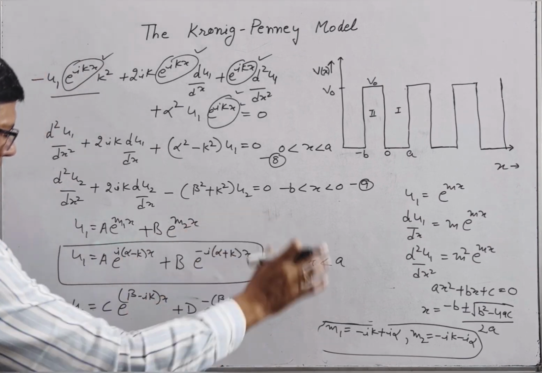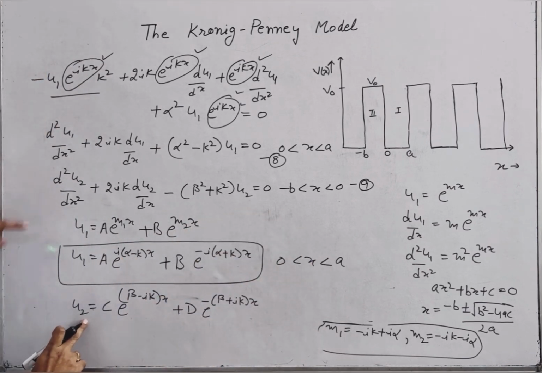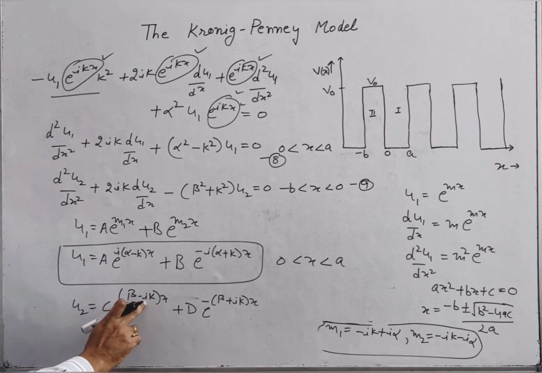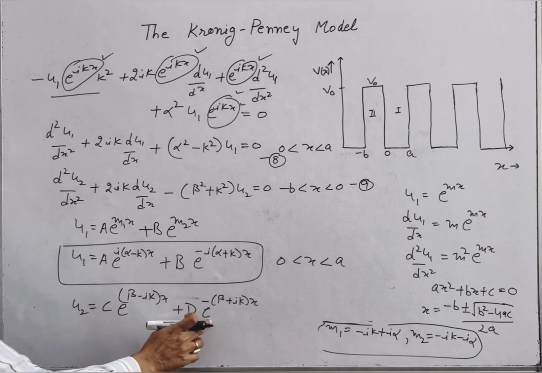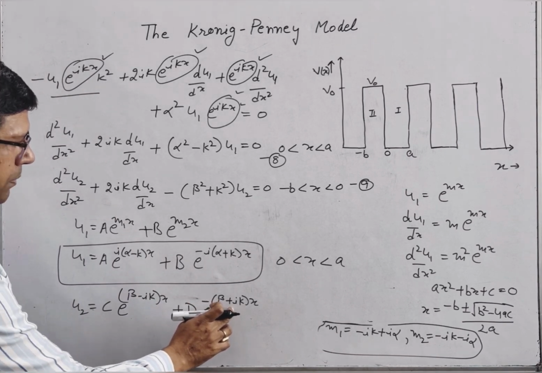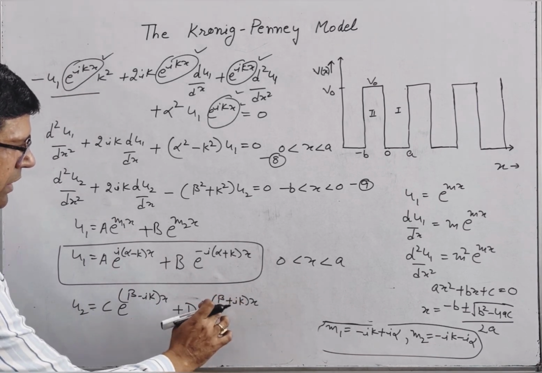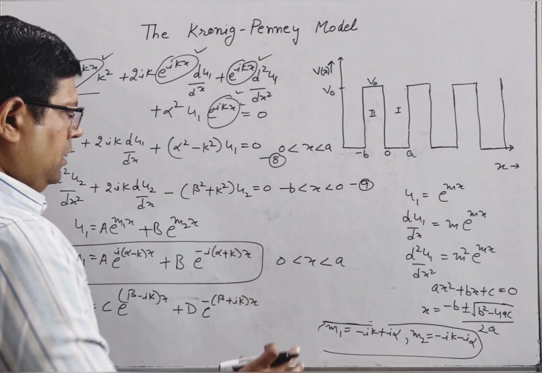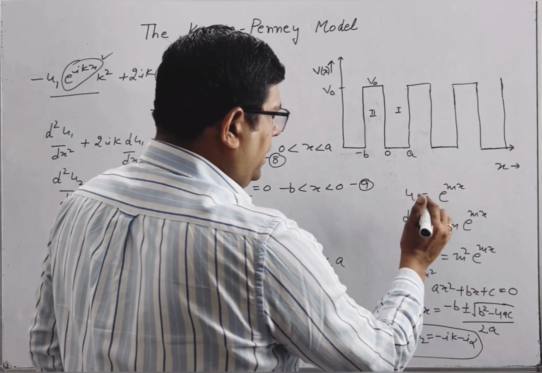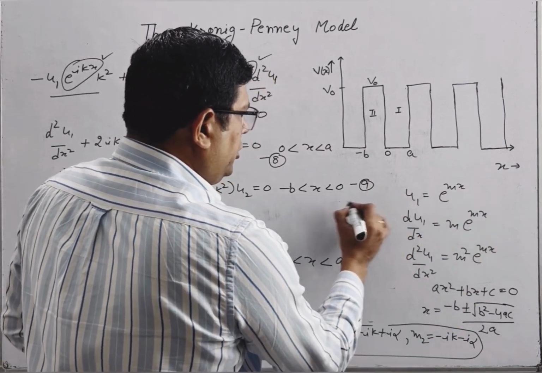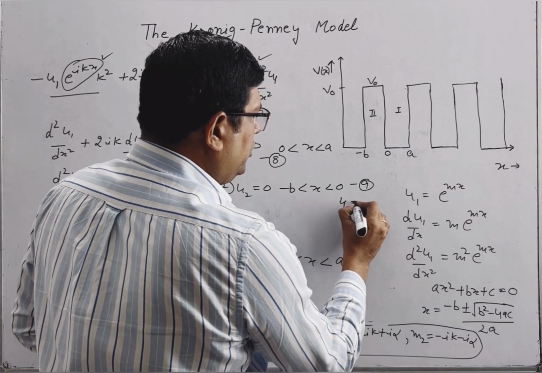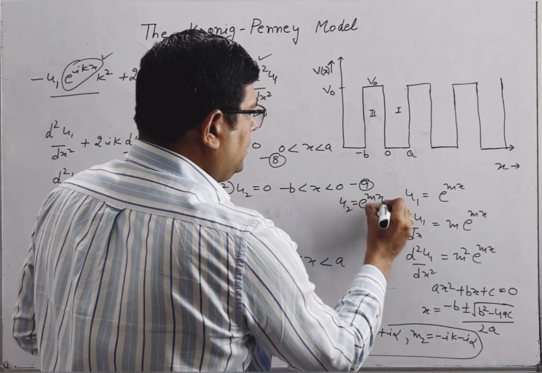So following the same process we get u2 as a solution of equation number 9. u2 equal to c into e raised to power (beta minus iota k) into x plus d into e raised to power (minus beta minus iota k) into x. The same procedure is followed here. Here we take u2 in place of u1, u2 equal to e raised to power mx.